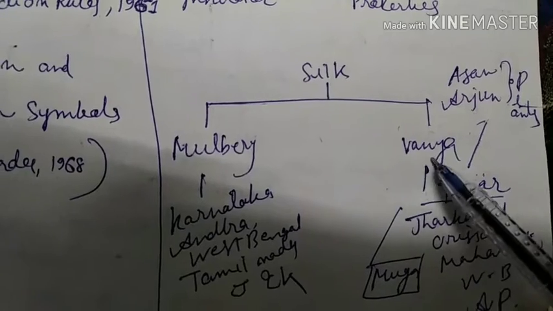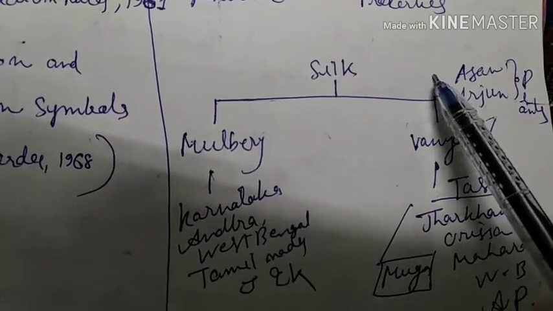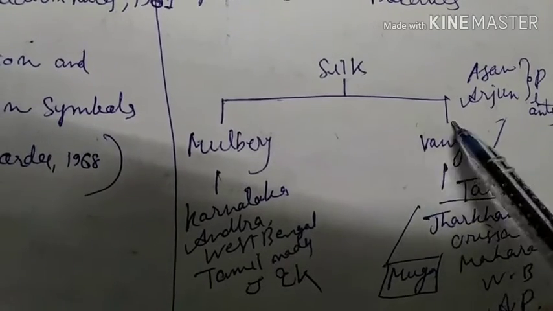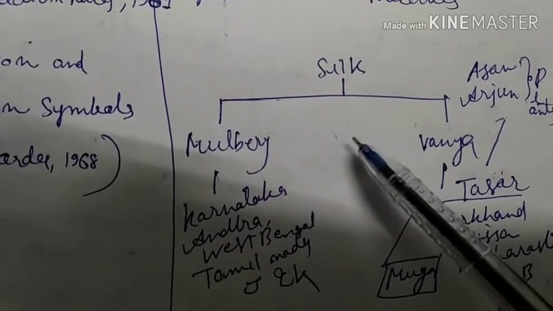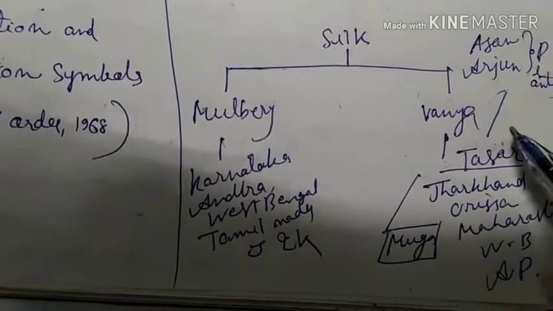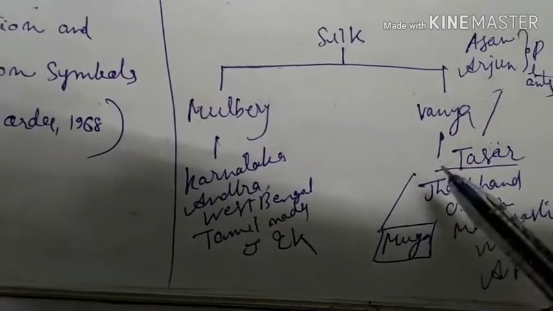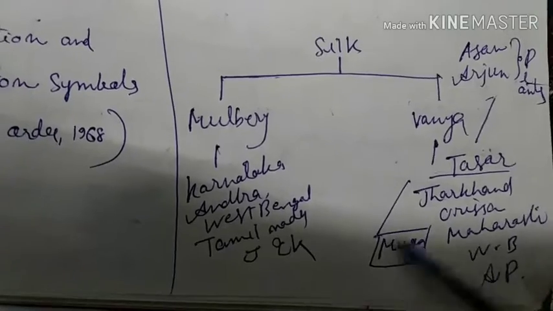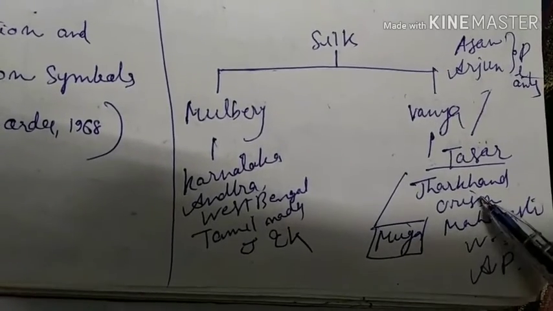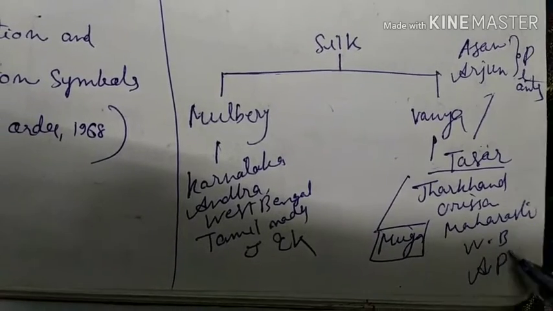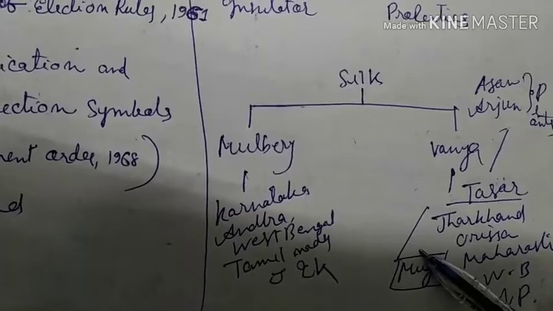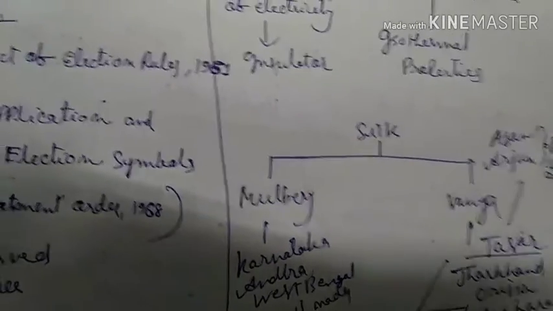The silkworm under this silk actually feeds on the leaves of Asan and Arjun plants. This quality is not as good as mulberry. Banyan silk is a coarse silk, rough silk. And what are some categories? Tashar and Moga silk come under Banyan silk. Tashar silk is mainly produced in Jharkhand, Orissa, Maharashtra, West Bengal, and Andhra Pradesh. And Moga is mainly prevalent in Assam.